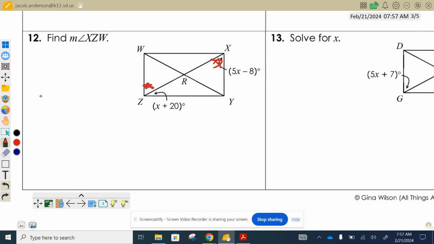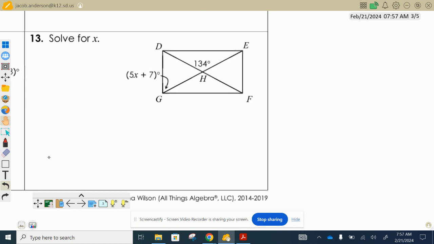So what would it be? 6x plus 12 equals 90, if I combine those because of alternate interior angles. And then you guys can finish solving from there. But I will move on to this last one, number 13.